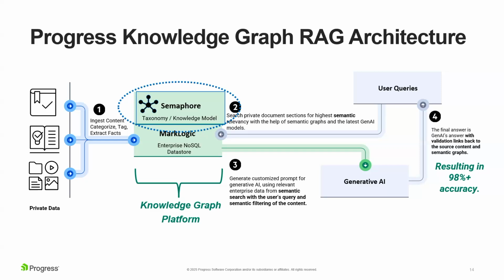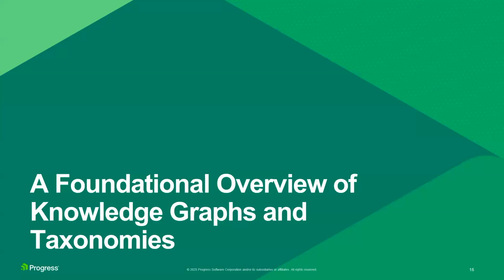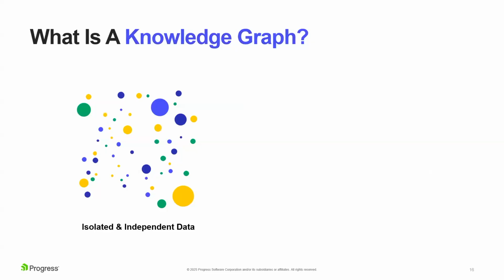So we're going to be focused for the rest of the time today on this box here, Semaphore. Semaphore is our taxonomy / knowledge modeling tool. It describes the relationships that I have in my private data. We're going to talk about a couple of terms first, and then I'll turn things over to Jim for a live demonstration. So first of all, what actually is a knowledge graph?